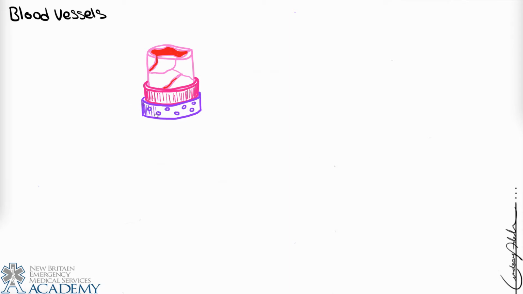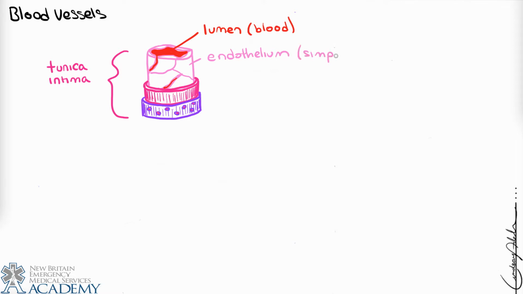So what we're drawing first here is called the tunica intima, and it's actually the innermost layer of the blood vessel. And so we can see, right in the middle, we have the lumen of the blood vessel, so where the blood is contained. And the layer of cells that basically surrounds the lumen, or the innermost layer, is called the endothelium. And it's basically simple squamous epithelium.